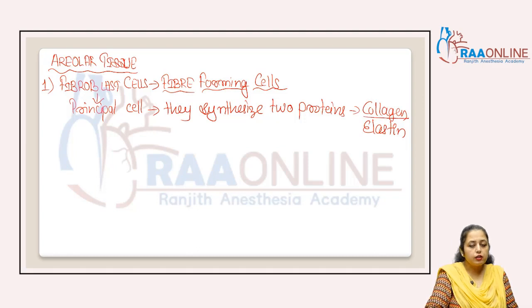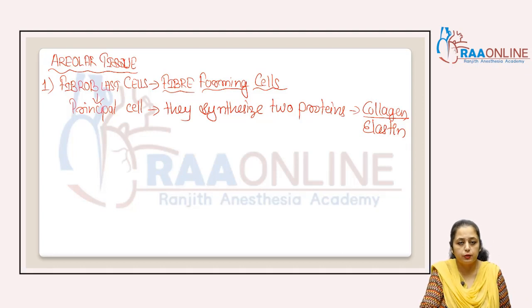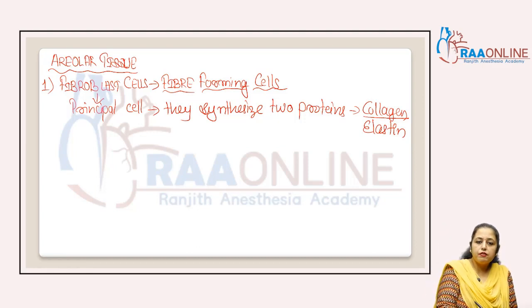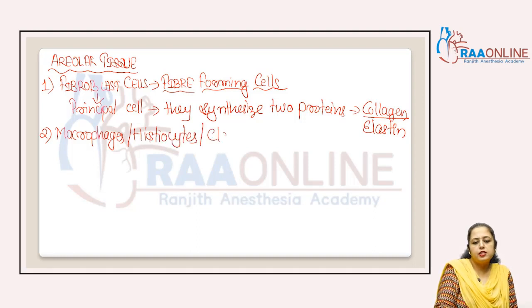As we know, collagen is very important because collagen protein helps in the repairing of internal injuries and all these things. Even it prevents wrinkles of the skin, right? So this is the fibroblast cell, the fiber forming cell. The second cell of the areolar tissue is the macrophages, which are also known as histiocytes, also known as plasmatocytes, right? They are phagocytic in function.